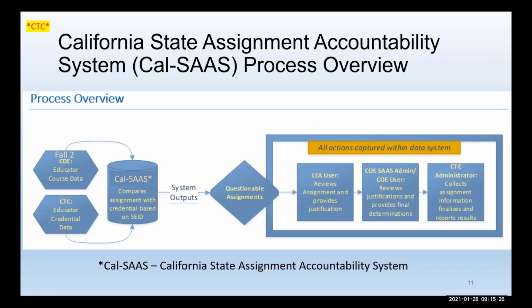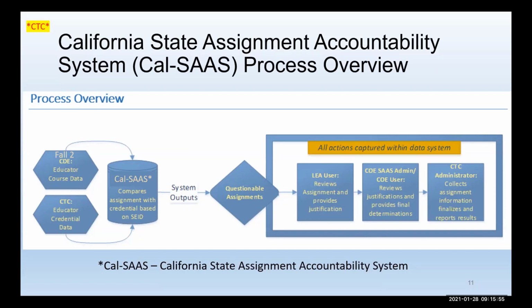Okay, pass it over to CTC. All right, so we'll just do an overview of basically how CalSAAS works. It works through the comparison of the CALPADS assignment data and the Commission's credential authorization data by the educator's SEID. So the comparison occurs with the assignment data collected in CALPADS Fall 2 census date and the valid documents held by the educator on census date.